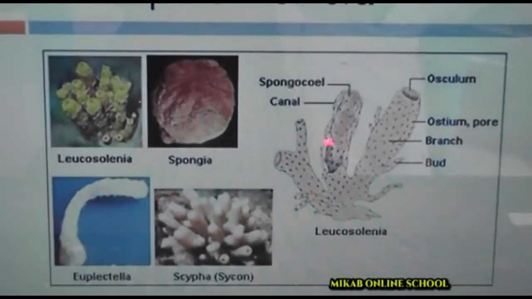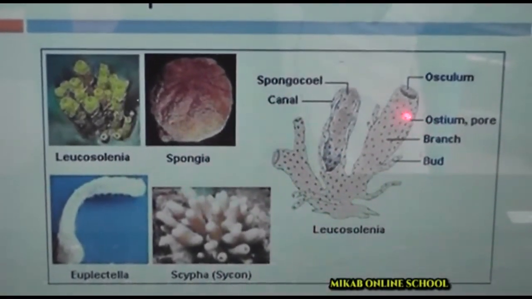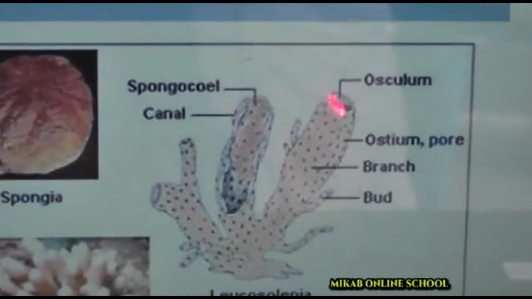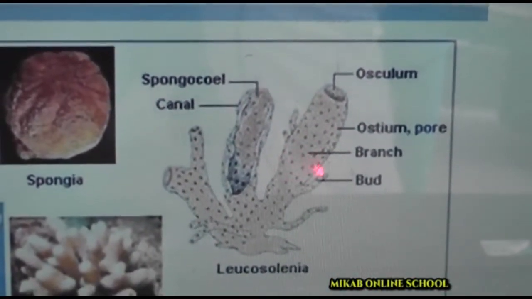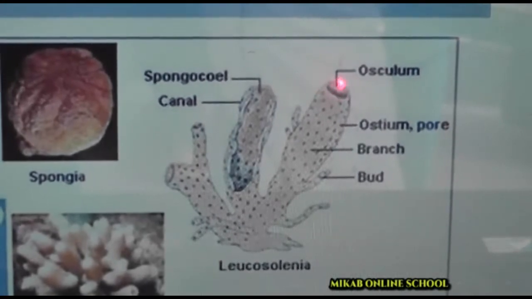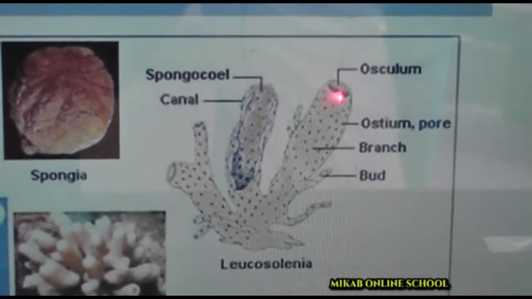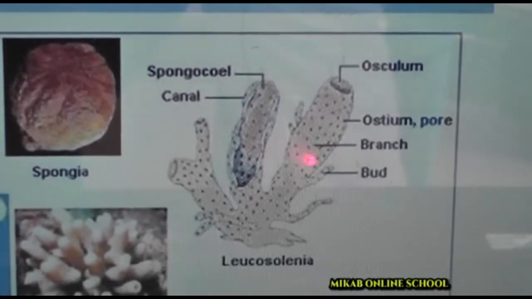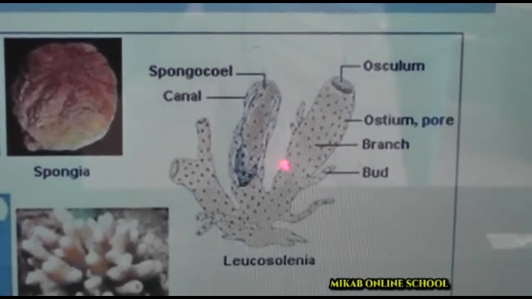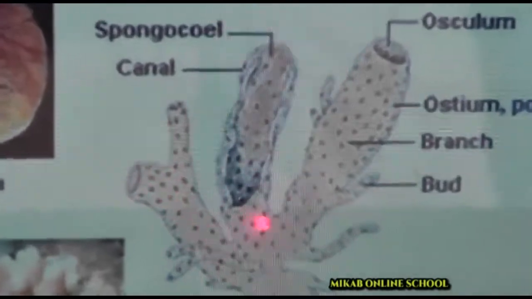But if you take a look at the body format of a typical Porifera, this is how their body plan looks. Up here, you see what we call osculum. But by the side of the body, around the whole body, you have some tiny holes. You can see them in all the various parts of the body.